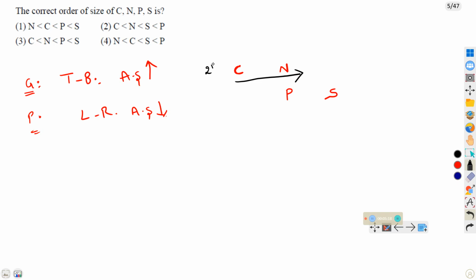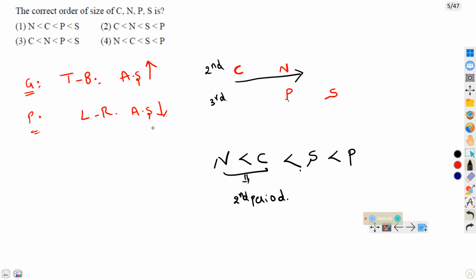These are the second period elements. These are the third period elements. Second period elements atomic size is small compared with third period elements. So first of all, nitrogen is less than carbon. These are second period elements. Third period elements, phosphorus, sulfur. Compared with phosphorus, sulfur atomic size is small. Sulfur less than phosphorus. So nitrogen less than carbon less than sulfur less than phosphorus. Fourth option correct.